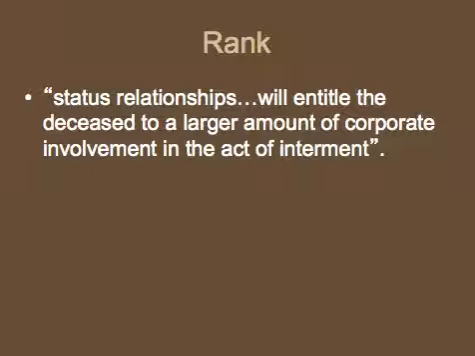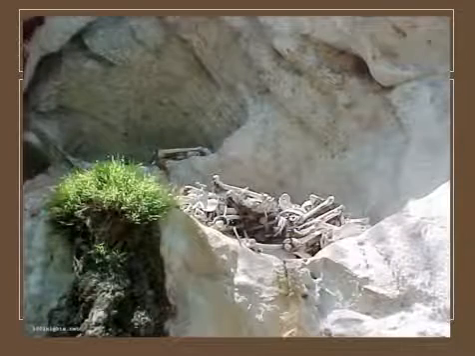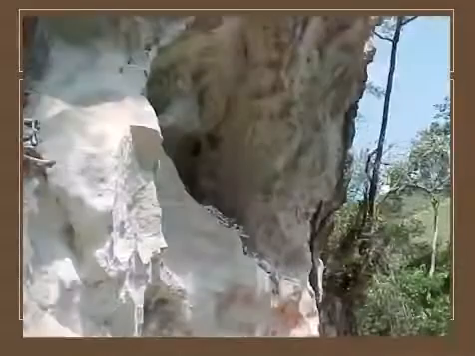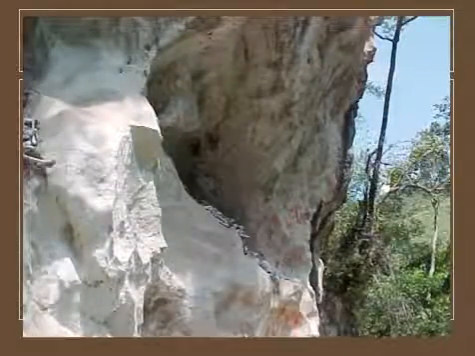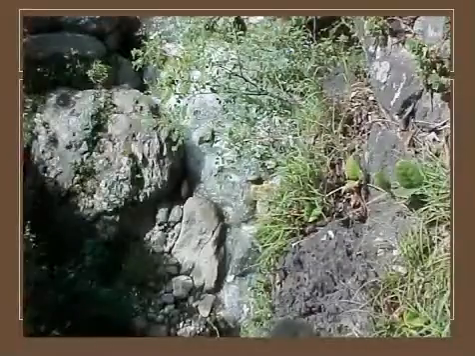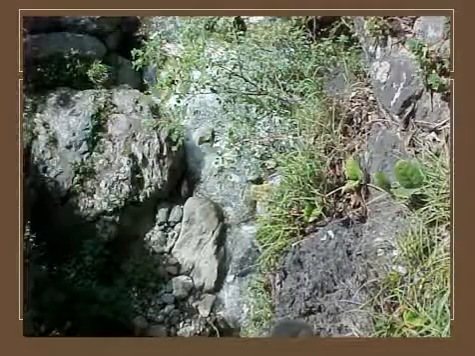So status relationships will entitle the deceased to a larger amount of corporate involvement, group involvement in the act of interment. So for example, these are burials in New Guinea of the recent past. And the higher status people, the higher status men, were buried further up on the cliff face than lower status people. And you can see that there's a difference in location and investment, because it takes more work to get the burial up to this high point. You could see it pretty high up than it does to a lower part.